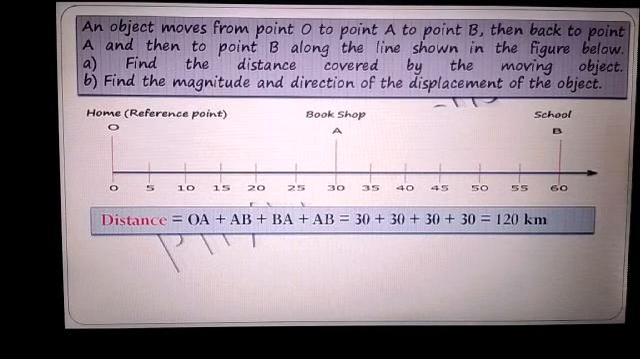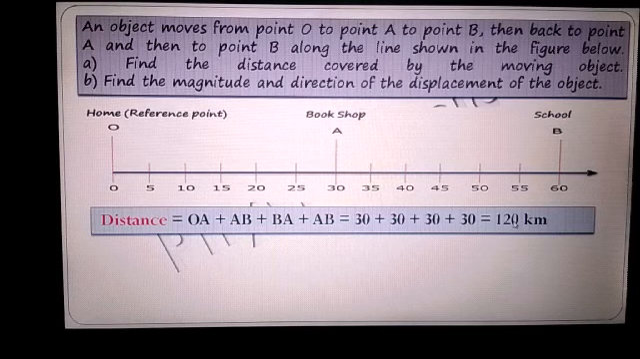We know that distance is the total path length, means the total actual path length. So here the object moves from point O to A, so distance will be OA plus AB. Then it again goes to A, that is BA. Again it goes to B, that is AB. So distance is OA plus AB plus BA plus AB, that is equal to 30 plus 30 plus 30 plus 30, which is equal to 120 kilometer.